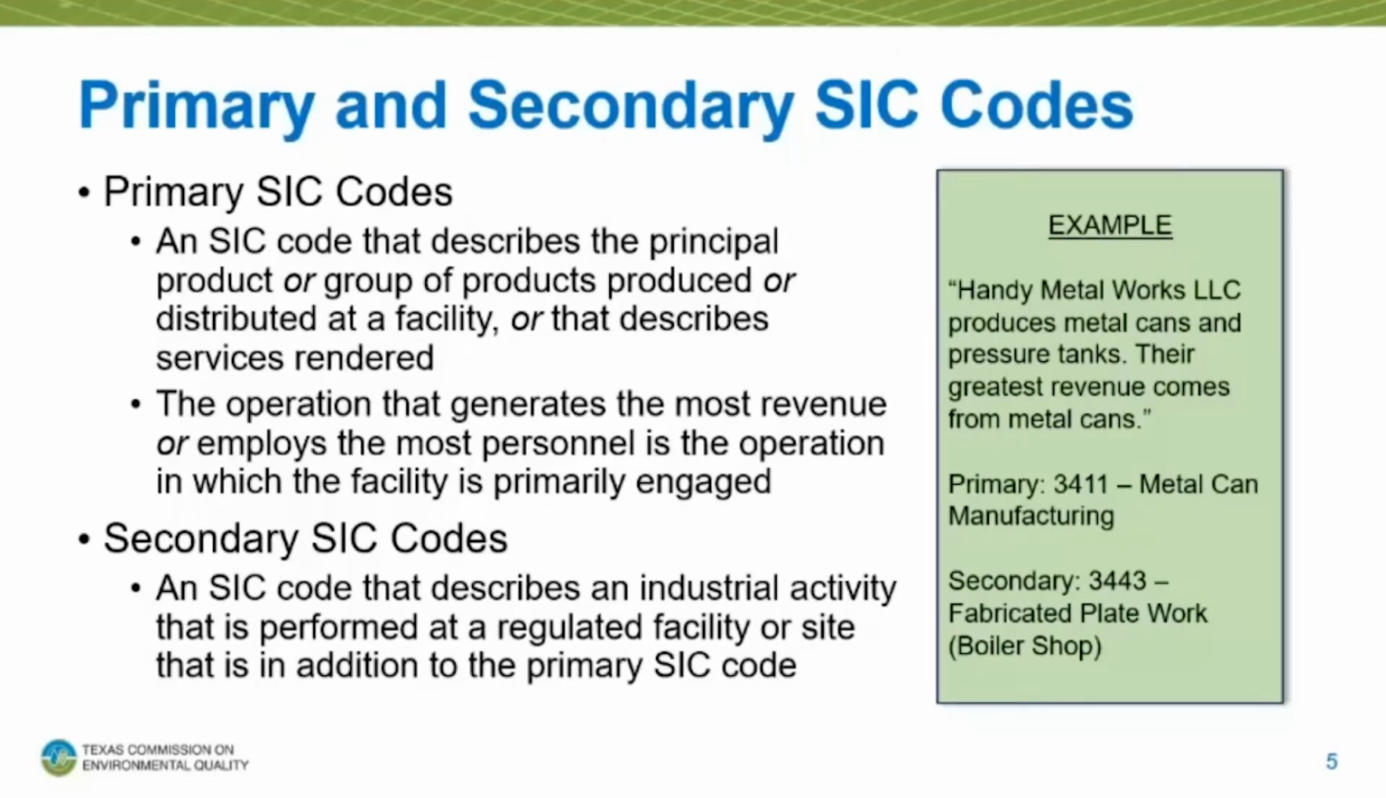So for example, in the green box on the right side of the screen, there's this business, Handy Metal Works LLC, and they produce metal cans and pressure tanks, but their greatest revenue comes from their metal cans. So that would mean that their primary SIC code is going to be the one that describes metal can manufacturing, 3411, while their secondary SIC code would describe the pressure tanks. So that's 3443. So they're going to have 2 SIC codes, one of them being primary and one of them being secondary.